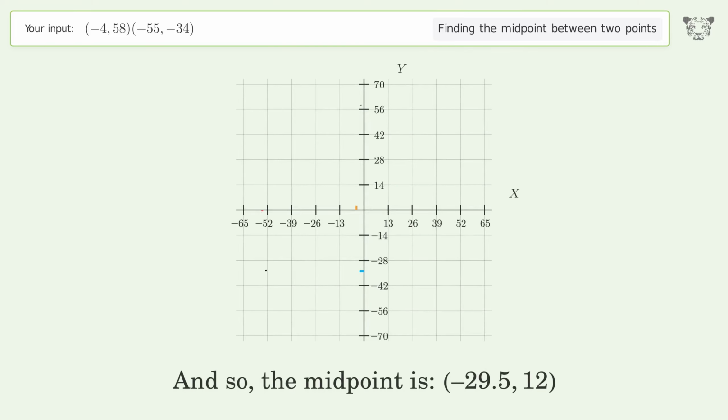And so, the midpoint is negative 29.5, 12.